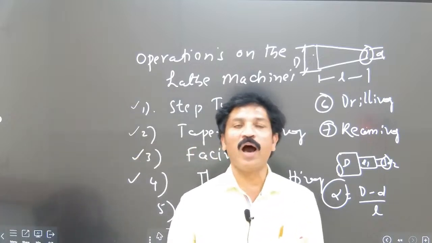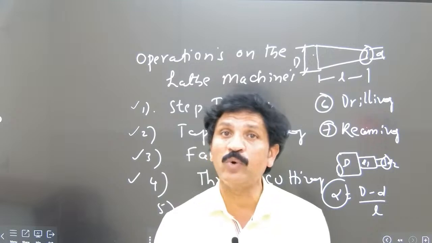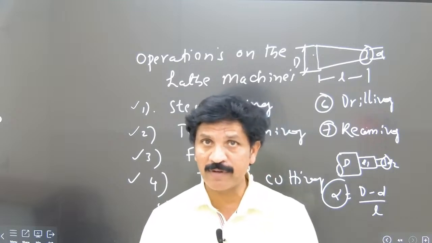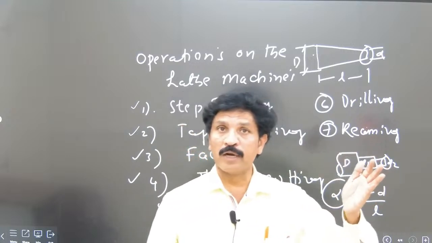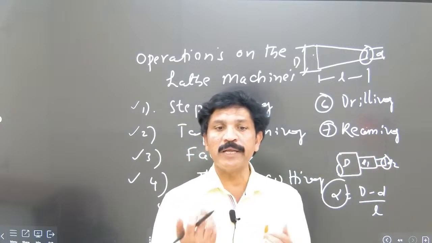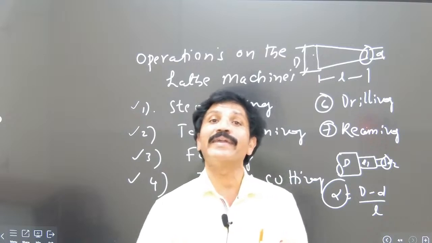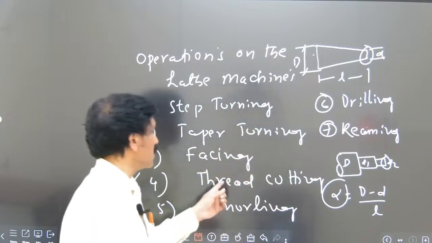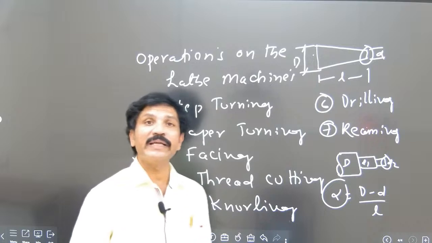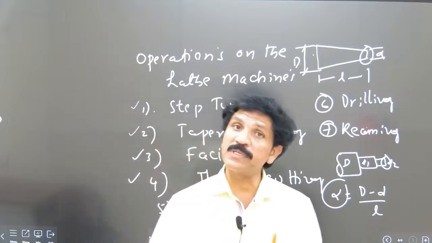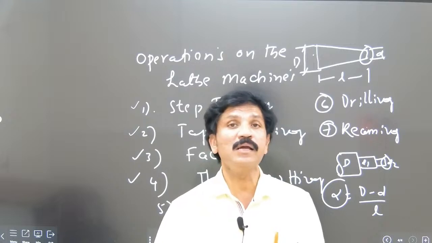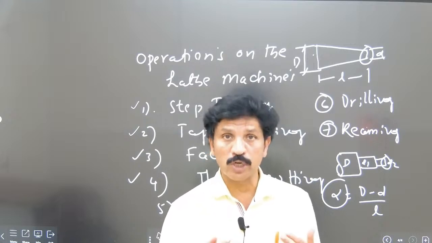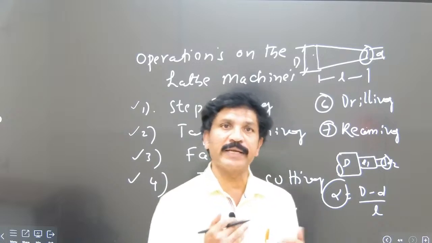Earlier I told how the thread cutting process is carried out on the lathe machine. Whenever the carriage engages onto the lead screw, this operation automatically takes place. That operation is called thread cutting. Thread cutting means, for screwing and unscrewing purposes, the threads observed on the workpiece. That operation is nothing but the thread cutting operation.